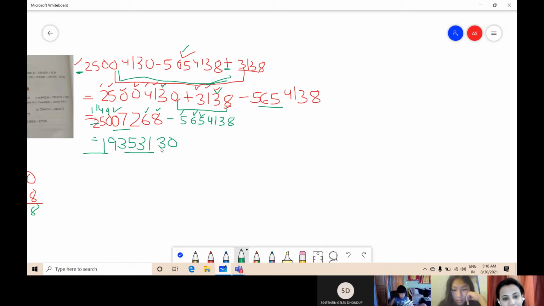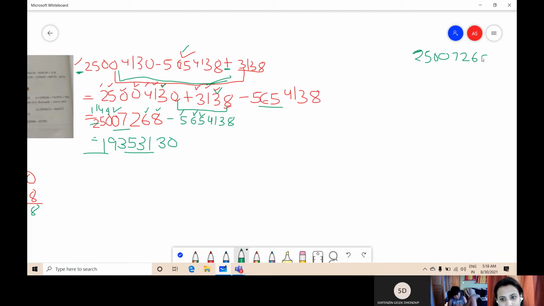See, I have subtracted directly. If you want, you can directly subtract it in the rough. How? 2, 5, 0, 0, 7, 2, 6, 8. Now write the second number. Start from the ones place. 8, 3, 1, 4, 5, 6, 5. Okay. So if you want to subtract by making the column, you can subtract in the rough. The same answer will come.